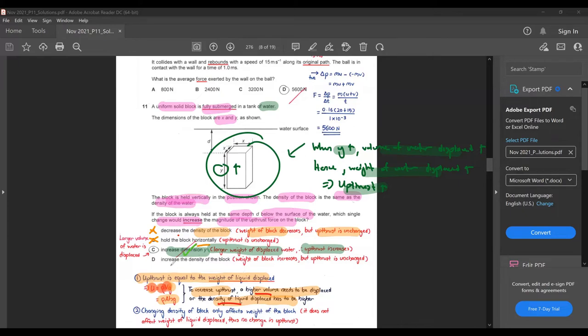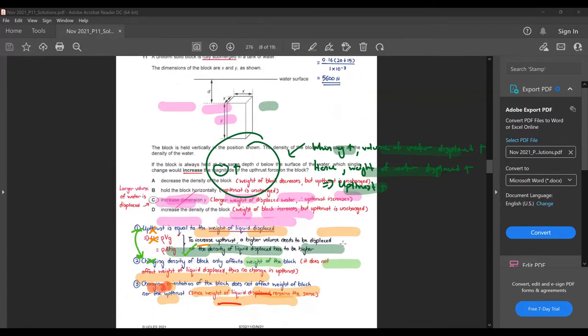Now increase the density of the block. This one is actually the direct opposite of A. We already know that increasing the density of the block won't change your upthrust. Instead, increasing the density of the block will only increase the weight of the block. Okay, upthrust still remains unchanged.